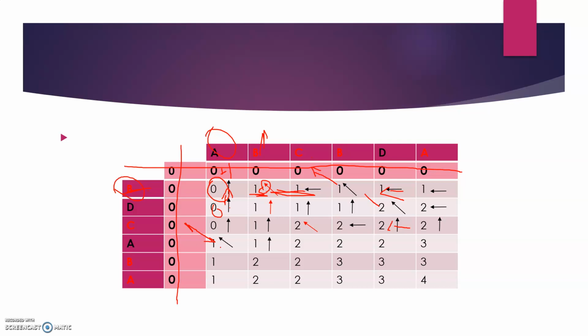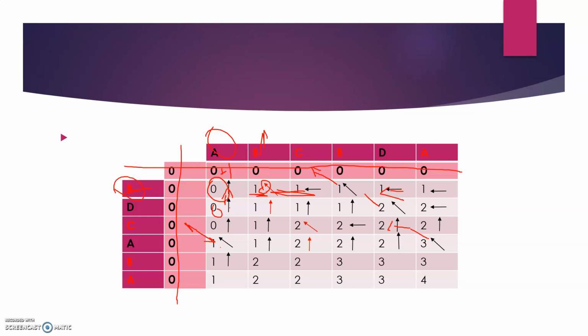The next one, A with C, no match, taking from the previous value, it's going to be 2. A with B, no match, taking from the previous value. Next, A with D, no match, taking from the previous value. Next, A with A, no match, taking from the previous value. A with A, it's a match, so taking from the diagonal value, that is 2 plus 1, so it is going to be 3.